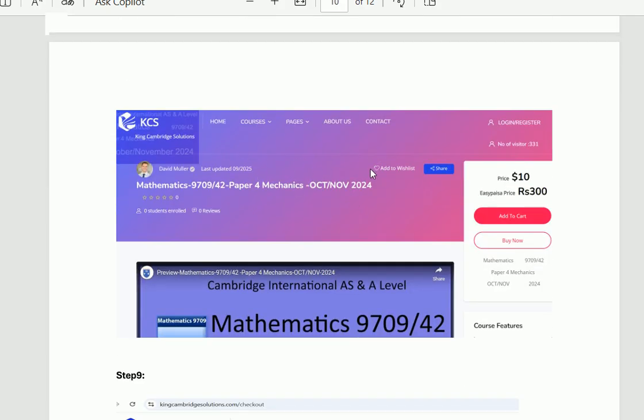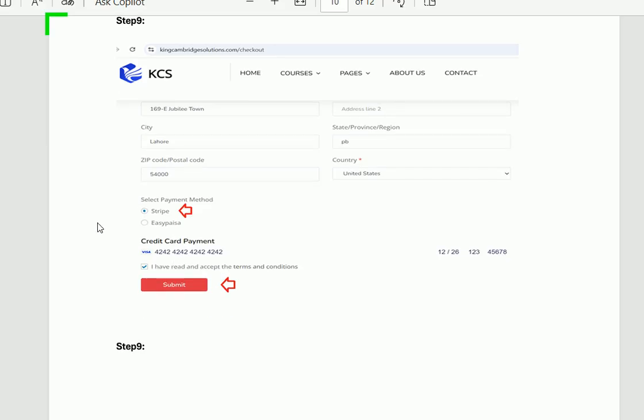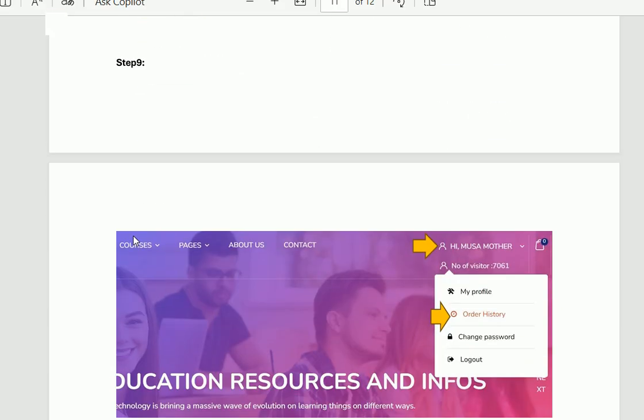First of all, you will click on add to cart. After that, you will get a message of successful addition of the course to the cart. After this, you will click on the buy now button. There are two options: one is Stripe and the other is Easypaisa. When you click on Stripe, fill all the required fields of Stripe and click on the submit button.